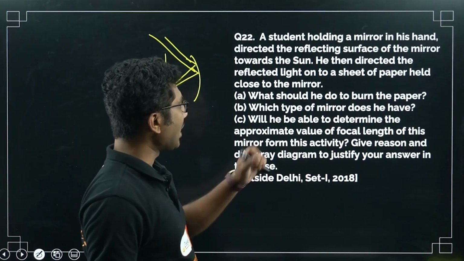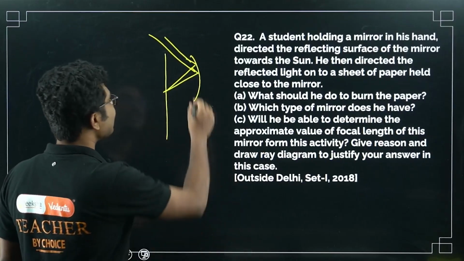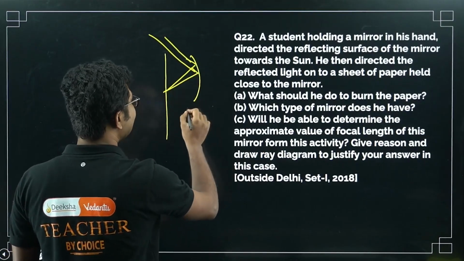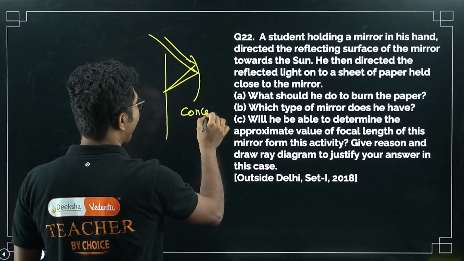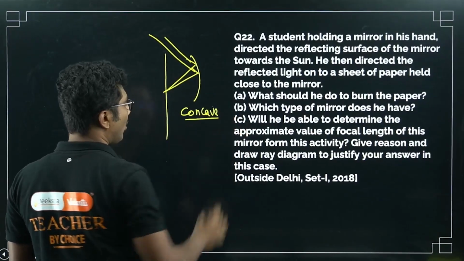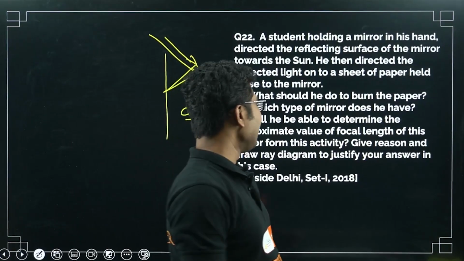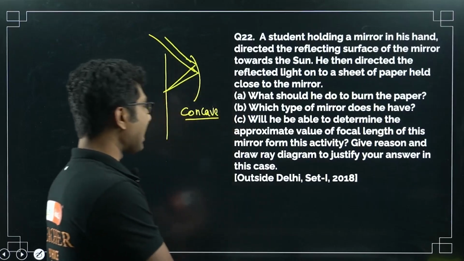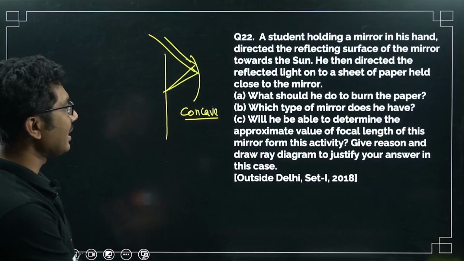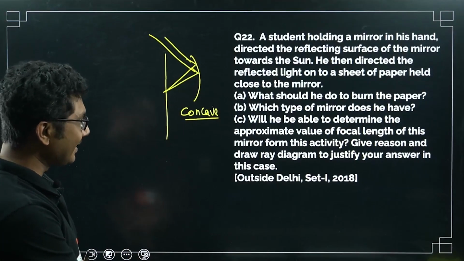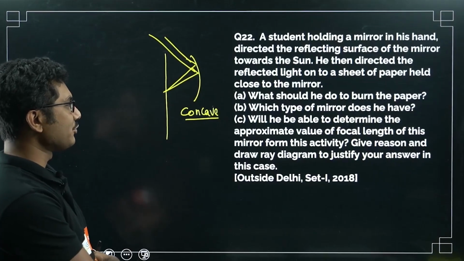Okay, which type of mirror does he have? Obviously, since he is able to focus it, this is a concave mirror. Next, will he be able to determine the approximate value of the focal length of this mirror from this activity? Give reasons and draw ray diagrams to justify your answer.